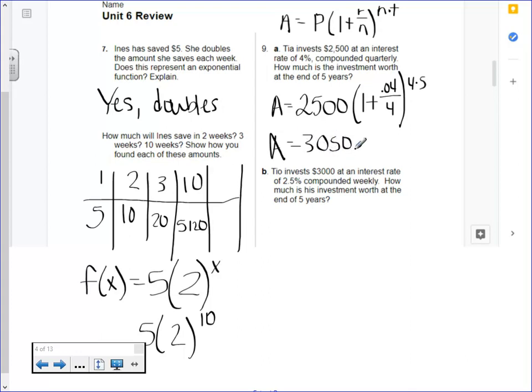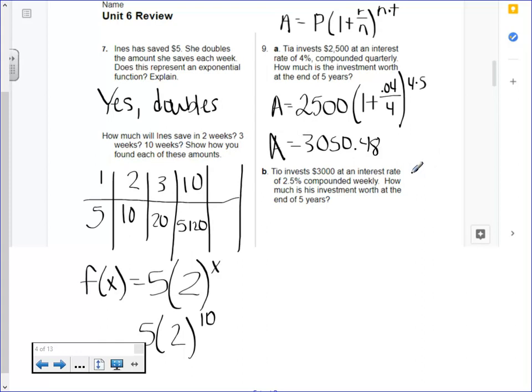Do you guys know what you typed in wrong? Oh, okay. Yeah, just simplify that. Okay, so I'll write it up on the board so you can see. There it is. $3,050.48.